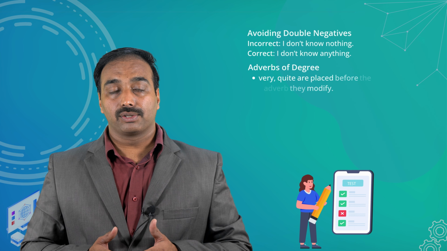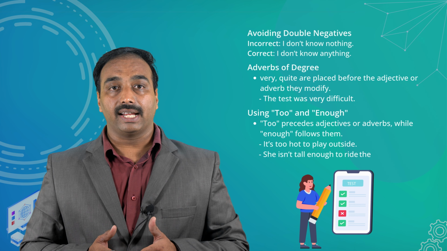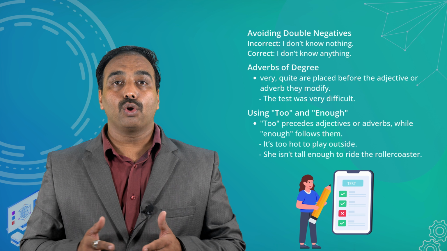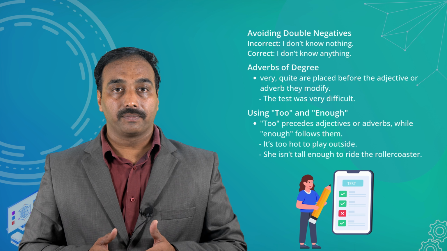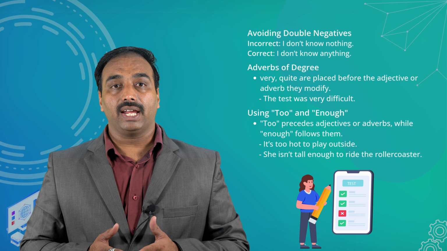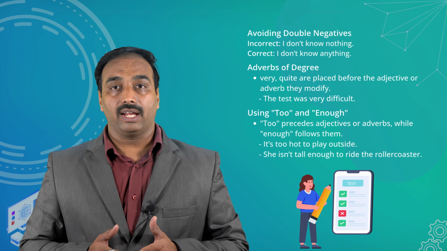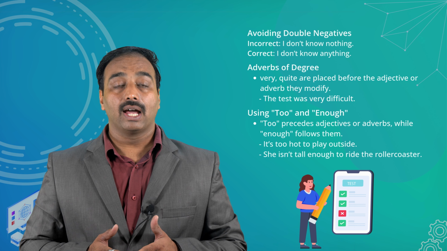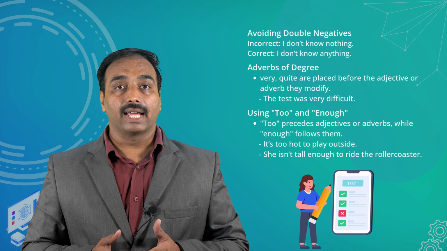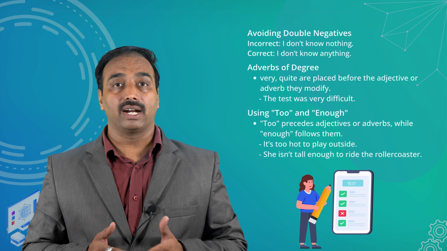Avoiding double negatives. Using double negatives in a sentence is grammatically incorrect. Example: I don't know nothing is a wrong example. The correct sentence is: I don't know anything. Adverbs of degree. Adverbs of degree, for example very, quite, are placed before the adjective or adverb they modify. Example: the test was very difficult.